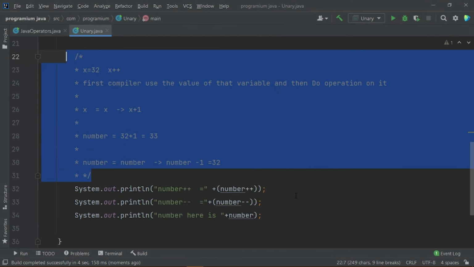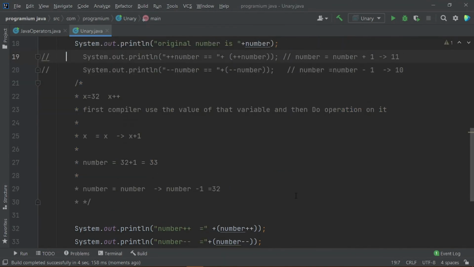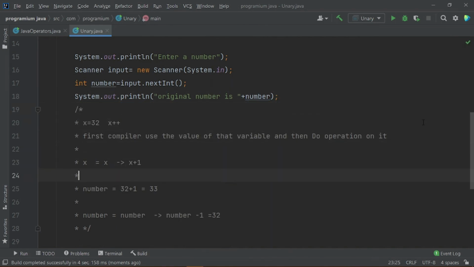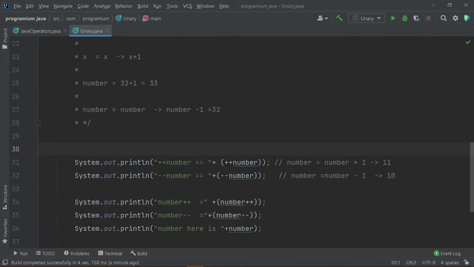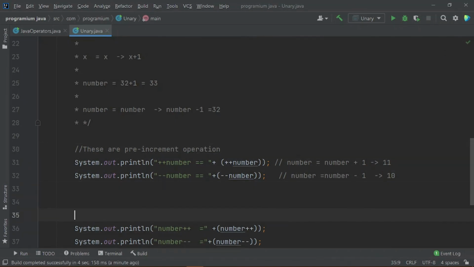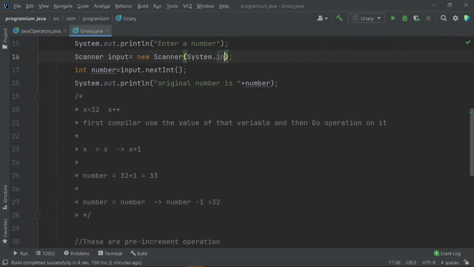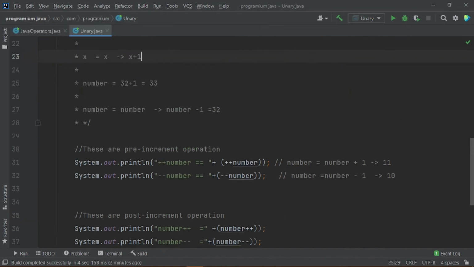So I am putting this here right now, and I am cutting these values from here and pasting them here. One more thing, guys, I would like to tell you here is that these are pre-increment operations, and these are post-increment operations.